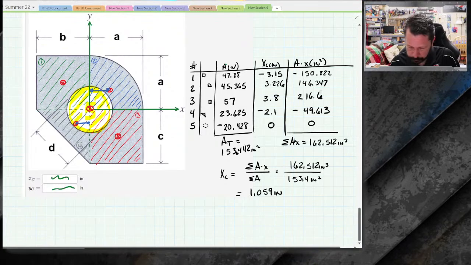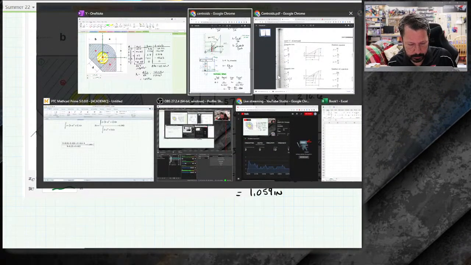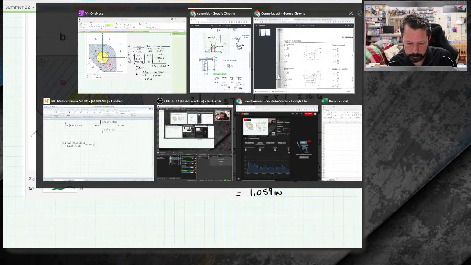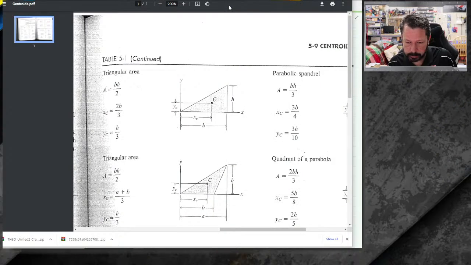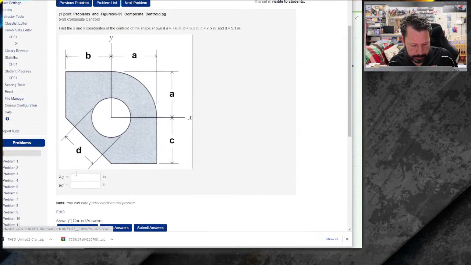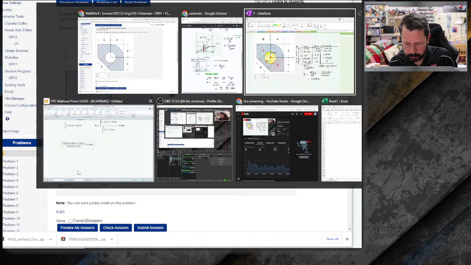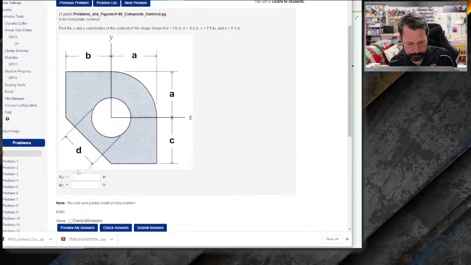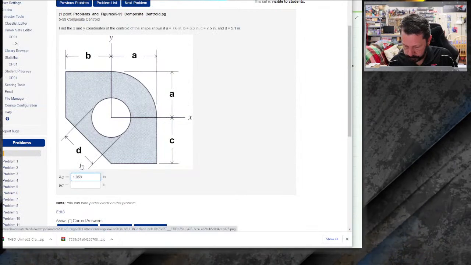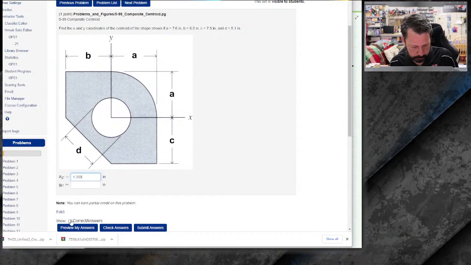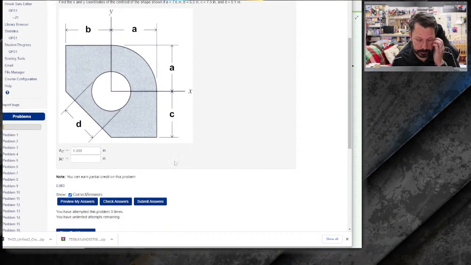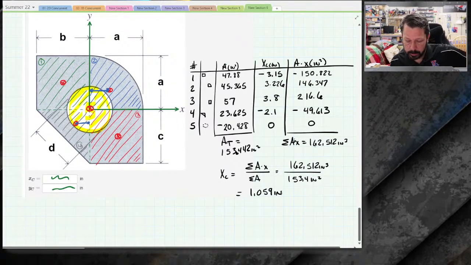So the moment of truth is when we plug this thing into WebWork. I'm not even sure where WebWork is right now. There it is. What was it? 1.059. Inches are already there. Well, first let's check and see if that makes sense.